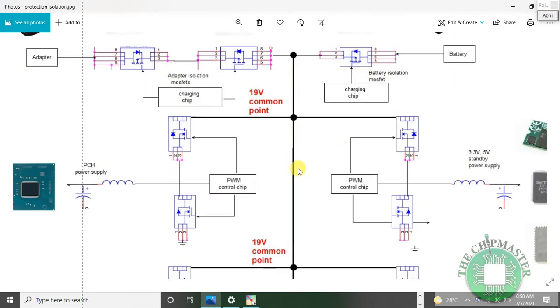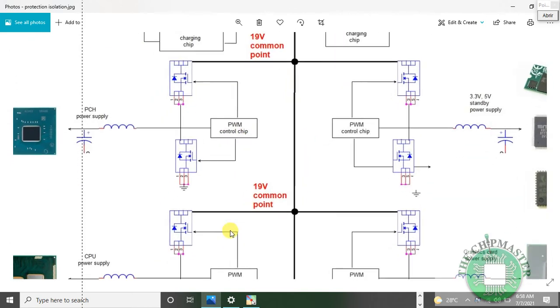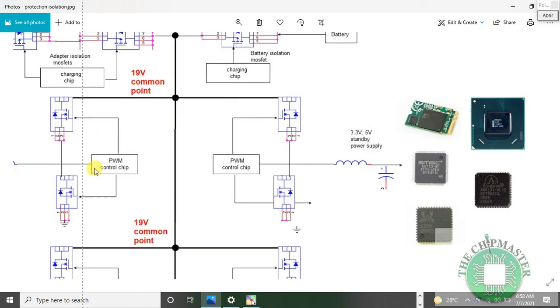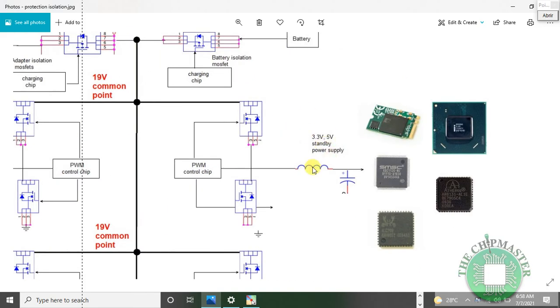As you can see, we have another set of PWM here, which is a PWM control chip controlling power supply for the PCH power supply, and it's controlling the 3-volt and 5-volt standby power supply to power the PCH, the embedded controller, the sound card, the LAN card, and so forth.